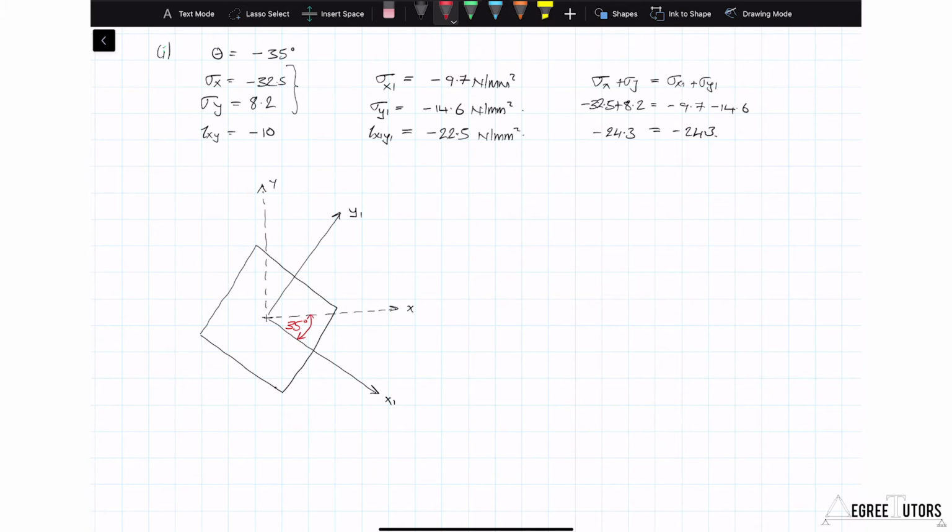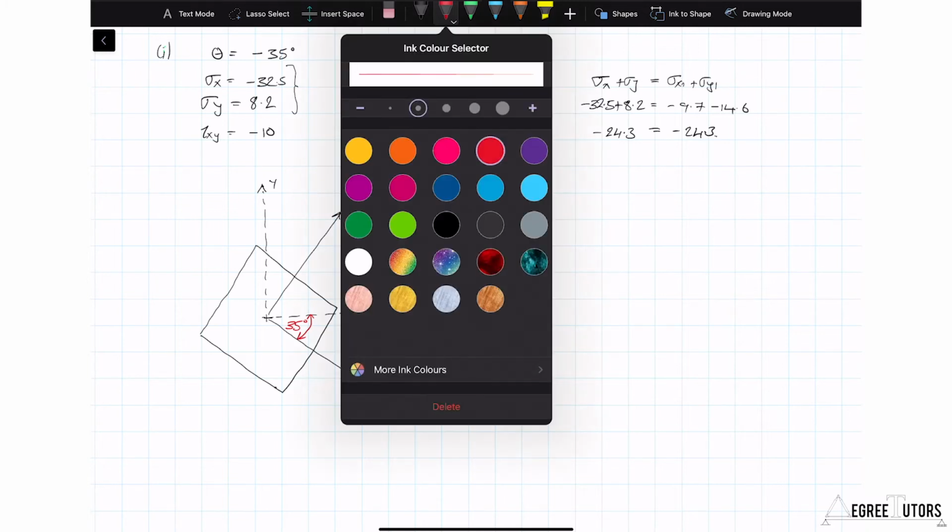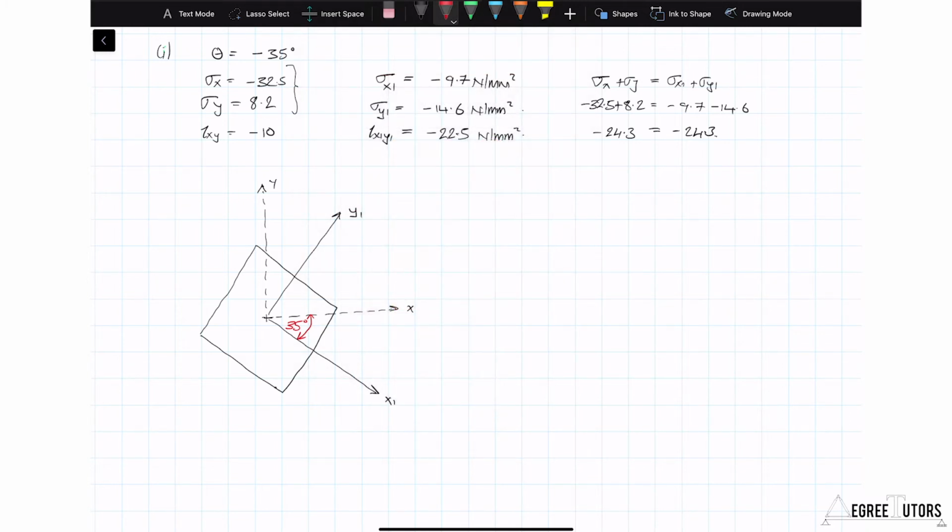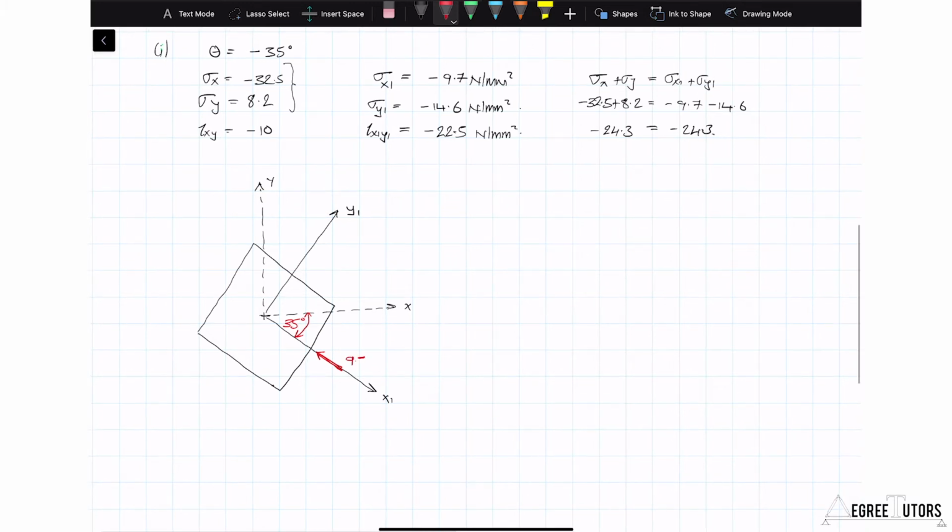We said sigma x1 was a negative 9.7. Negative means that it is a compressive stress, so I'm going to draw it as such. The arrow is capturing the fact that it's compressive, so I won't bother writing it as a negative. I'll just say 9.7 because the arrow tells me it's negative. We do the same on the far side, so that's 9.7 also.